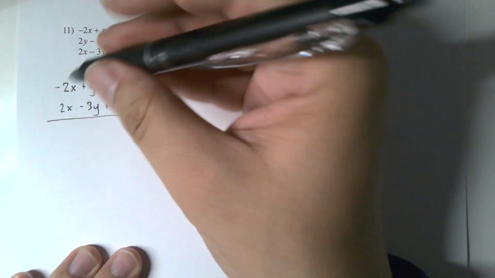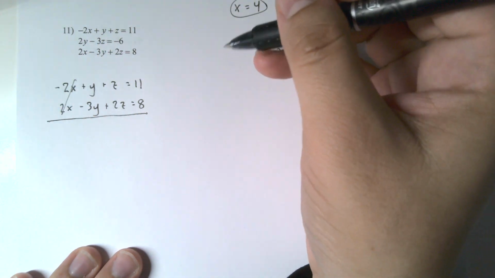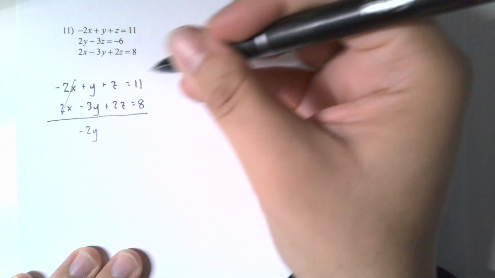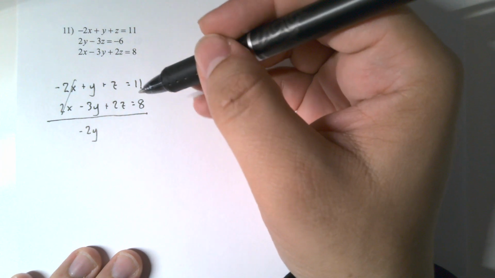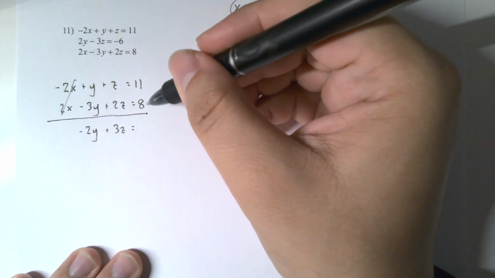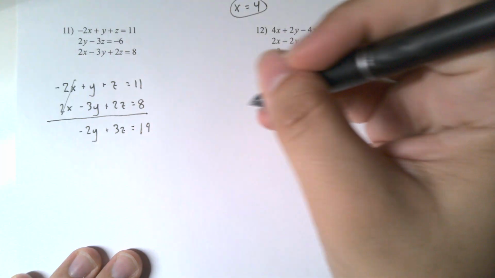Let's add these two equations together. The x's will cancel. We have y minus 3y. That's going to give us negative 2y. Then we have z plus 2z, which is going to give us 3z. Lastly, we have 11 plus 8, and that's going to give us 19.